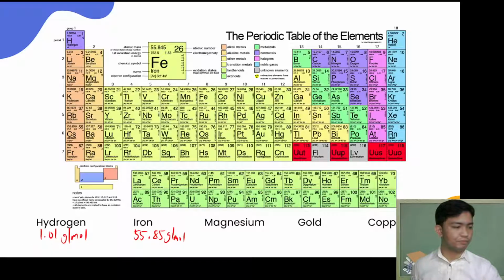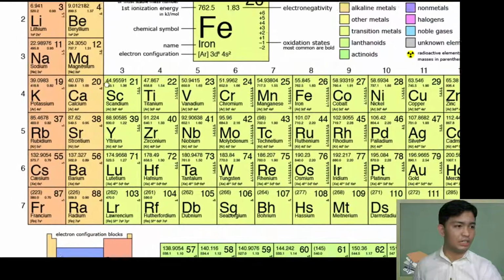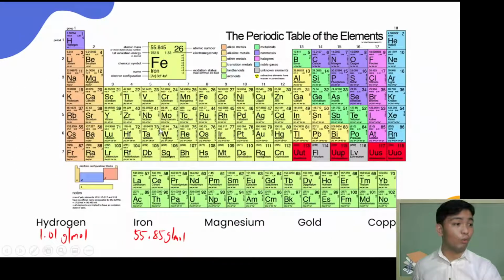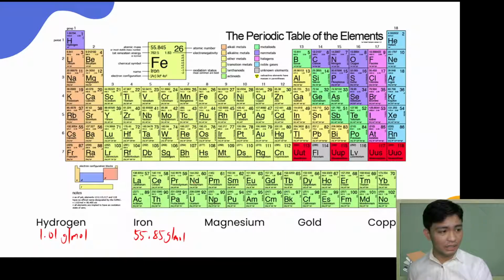So, yun. Magnesium. Anong chemical symbol nito? Mg. So, yun ang kanyang mass number, 24.31. Yun yung kanyang molar mass, 24.31 grams per mole. So, kayo naman, gold.